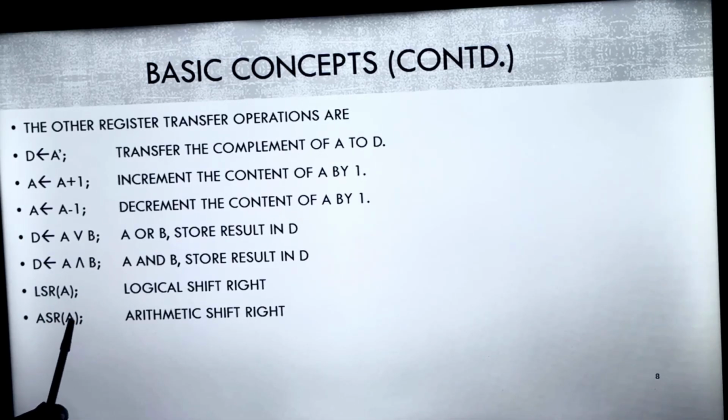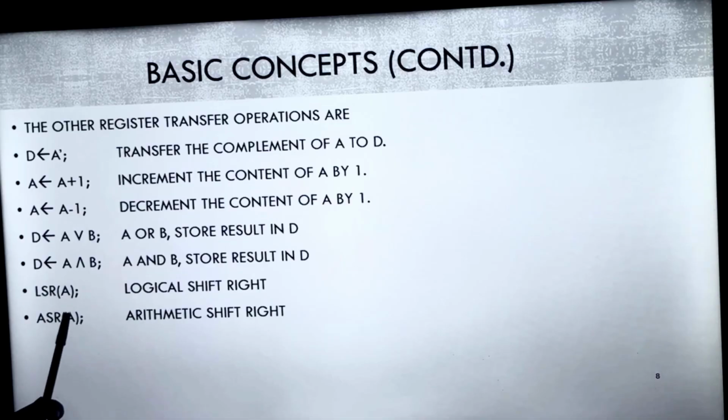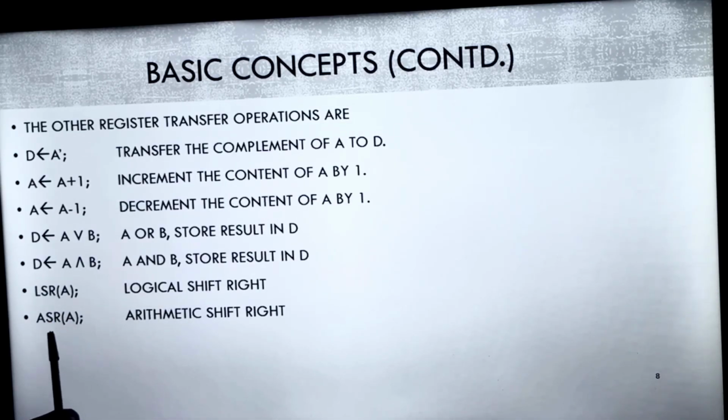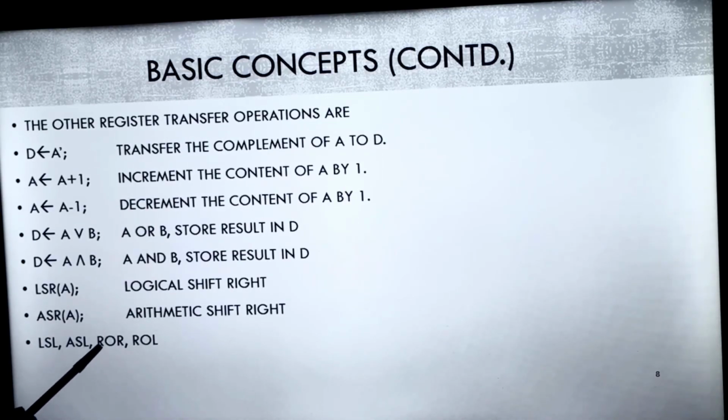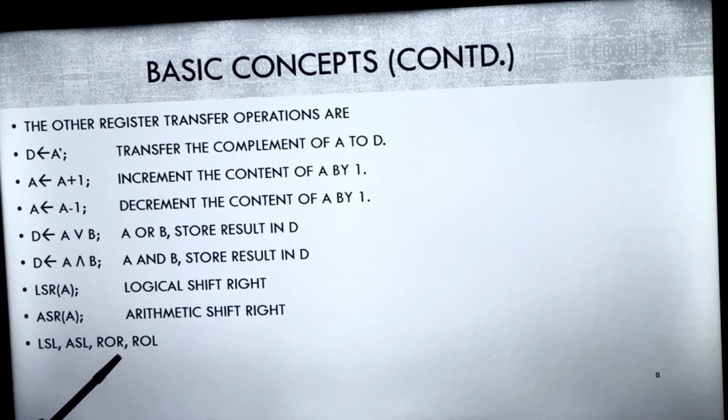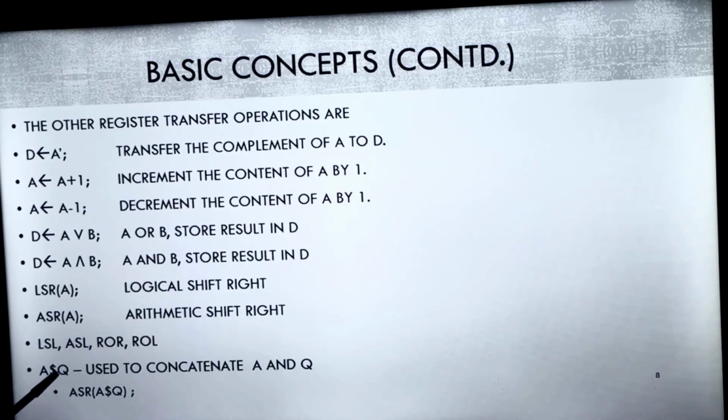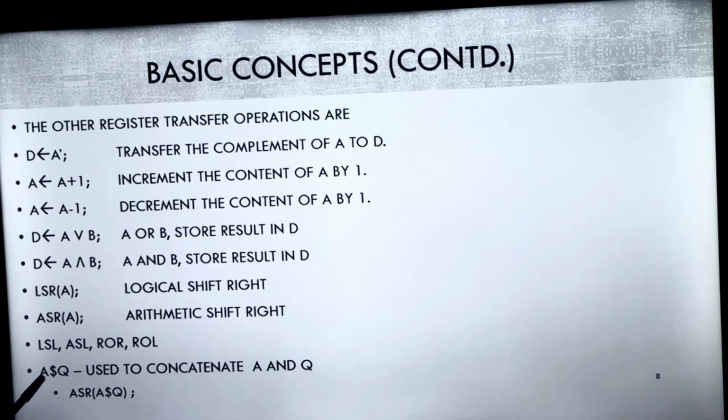So what is arithmetic shift and logical shift? Maybe I'll make one more video to differentiate these two. This is logical shift left, arithmetic shift left. Then rotation shift: ROR is rotation shift right, and this one is rotation left. And this is something new for you, right? This dollar symbol is nothing but concatenation. So A$Q means you are concatenating A and Q.